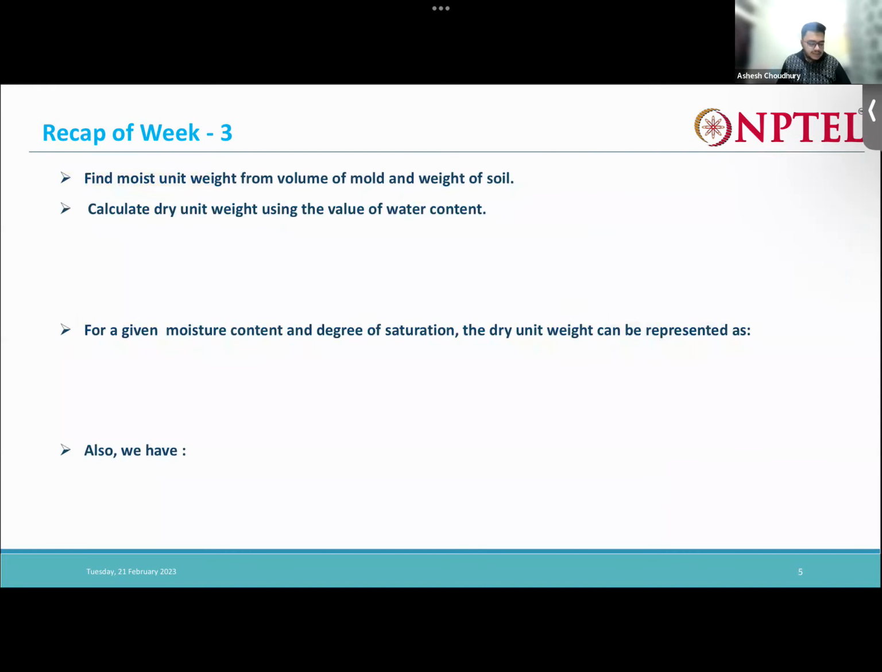So what we do is that we first find the moist unit weight from the volume of the mold and the weight of the soil. So we know the weight of the mold. Okay, then you know the volume of the mold, correct? Now you have filled the mold with a certain amount of soil, and then we can again take the weight. So you know the weight of the mold plus the soil. Now if we deduct this weight from this weight, we will get the weight of the soil, correct? We get the weight of the moist soil.